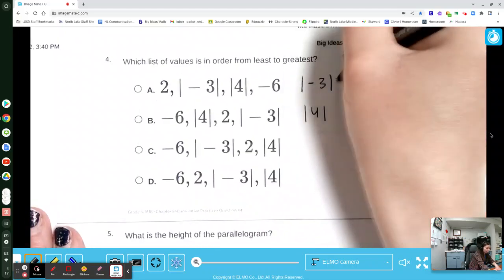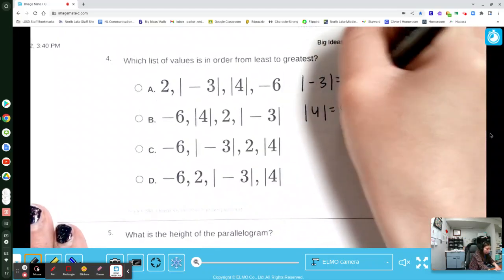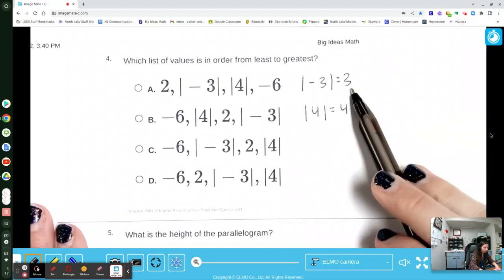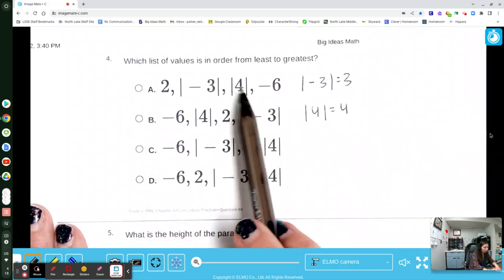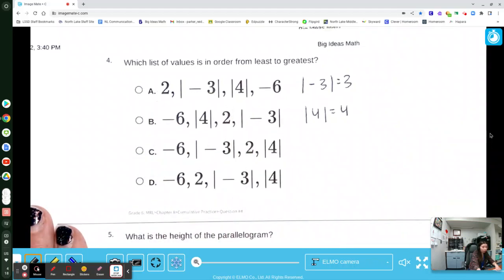So the absolute value of negative 3 is 3. The absolute value of 4 is 4. Negative 3 is 3 away from 0. 4 is 4 away from 0. So if I think about the options I have, 2, absolute value of negative 3, absolute value of 4, or sorry, not absolute value, just the number, negative 6.